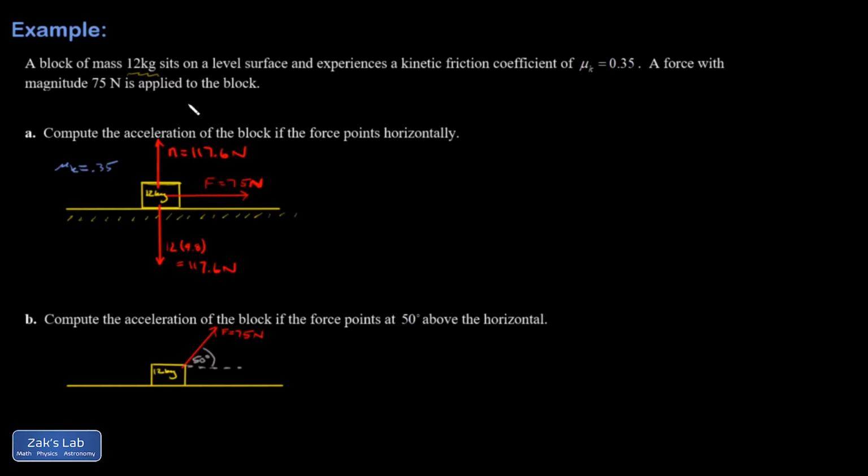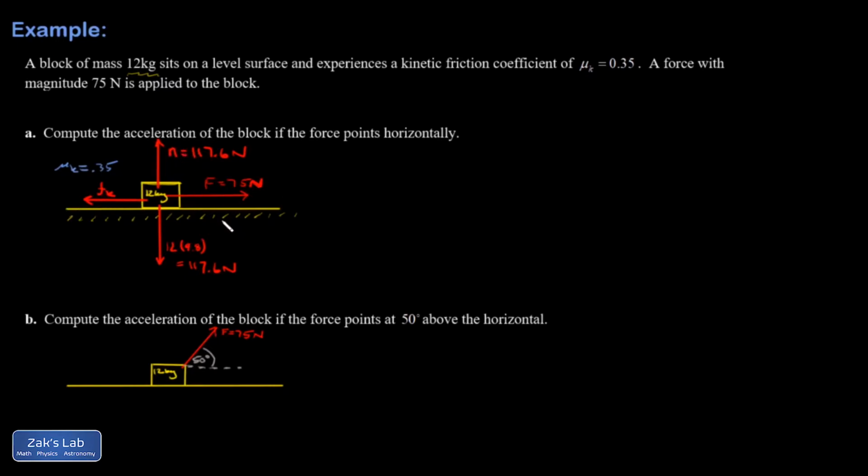The block is sliding to the right, which means the kinetic friction force is going to oppose that direction of slipping. And just to keep my diagram clean, I'm not going to put any details about the kinetic friction yet. Okay, so I want the acceleration of the block. I've already done the vertical force analysis. I used it to find the normal force.